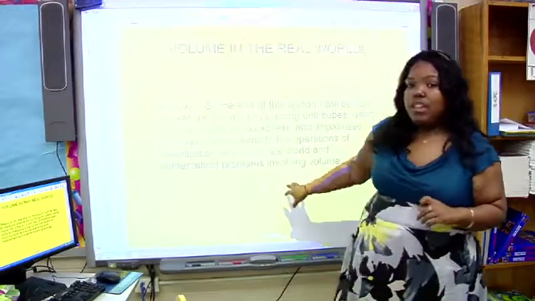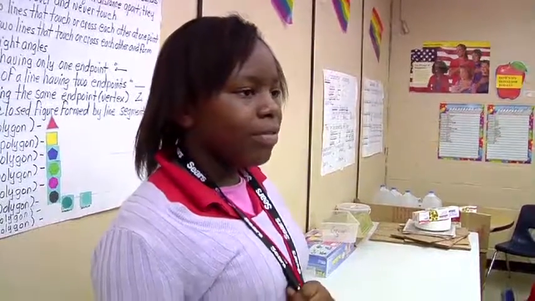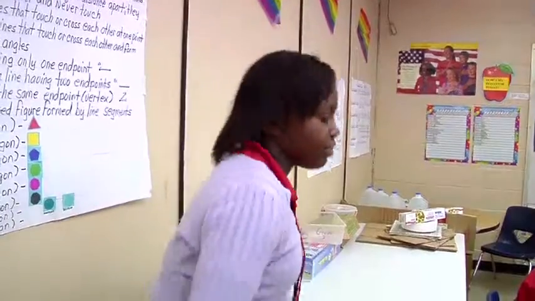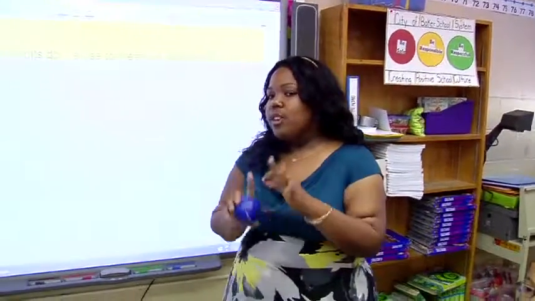So who can read the objective for me? By the end of this lesson, I will be able to measure volume by counting unit cubes using cubic centimeters, cubic inches, cubic feet, and improvised units, and relate volume to the operation of multiplication and solving real-world and mathematical problems involving volume. This one, you're going to have to think really hard about which ones were on there earlier. I expect you to get at least 3 of them. One of them we'll talk about.